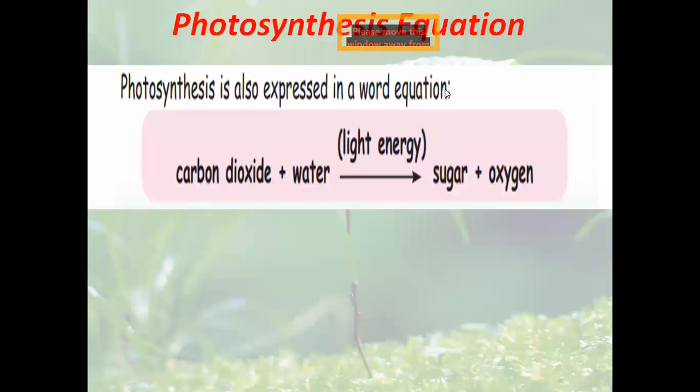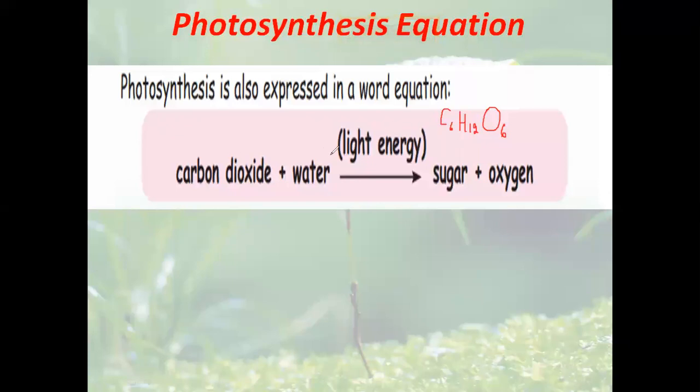So the word equation, we have to study it. The word equation is carbon dioxide plus water, in the presence of light energy from sunlight, gives sugar plus oxygen. This sugar is in the form of glucose, which is C6H12O6. And in most plants, it is stored in the form of starch. This will give the dark blue color for the leaves. So this is the importance of the photosynthesis process.